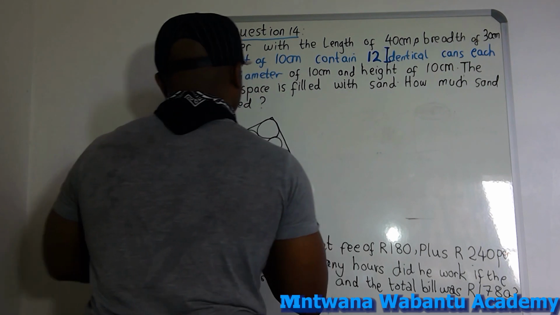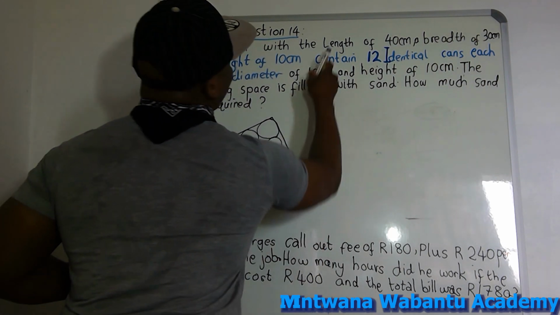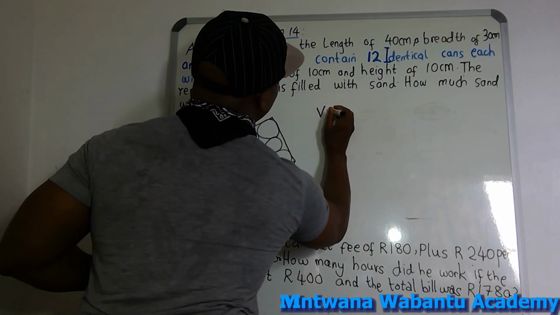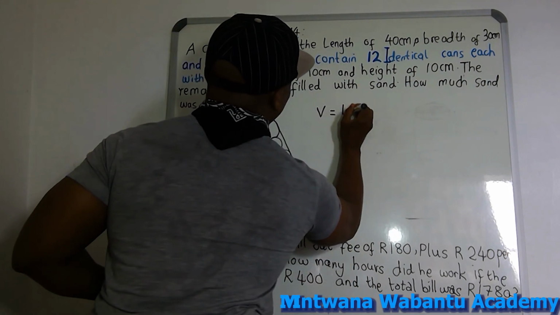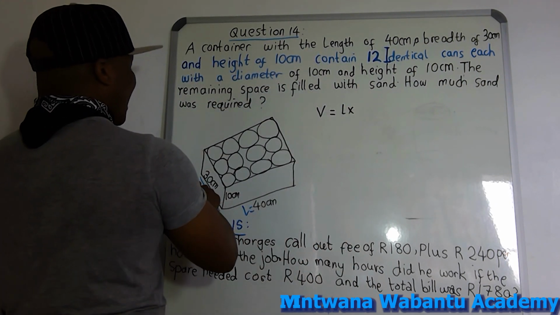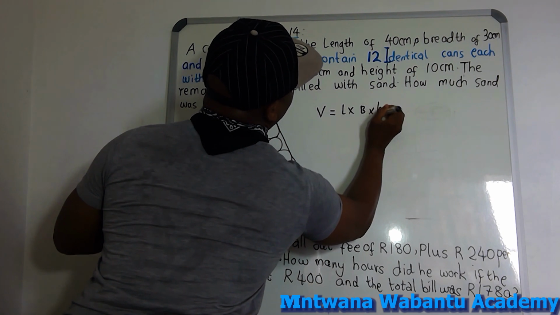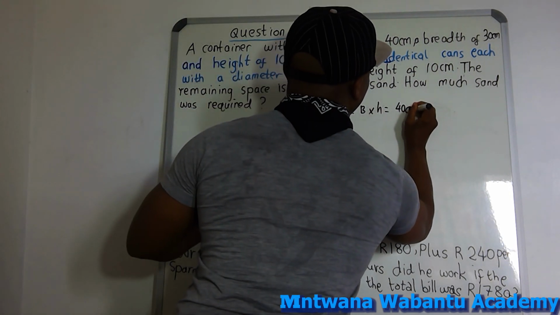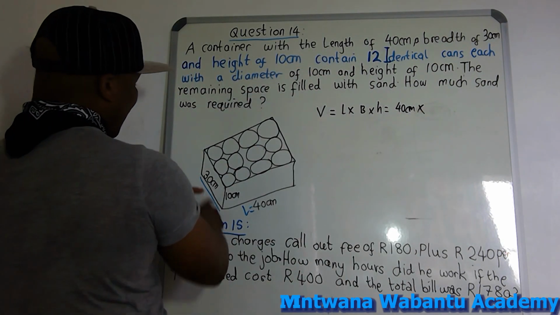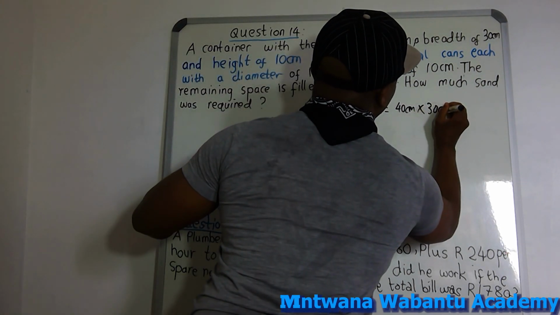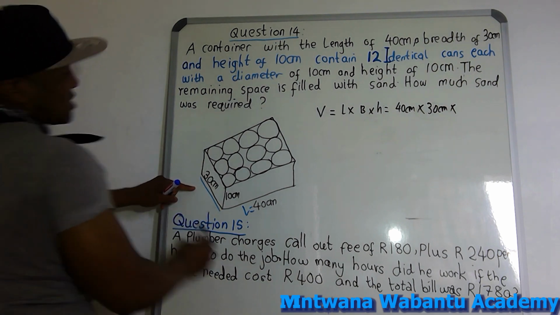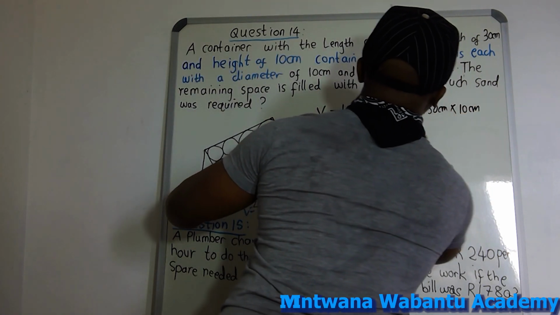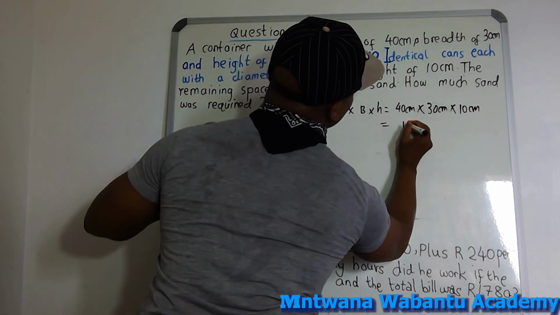So I'll say the volume of a box, the volume of the whole container, is equal to length times breadth times the height. So length, what is the length? Length equals 40 centimeters, times breadth. What is the breadth? 30 centimeters, times the height. What is the height? 10 centimeters. So this is going to give us 4 times 3 equal to 12.